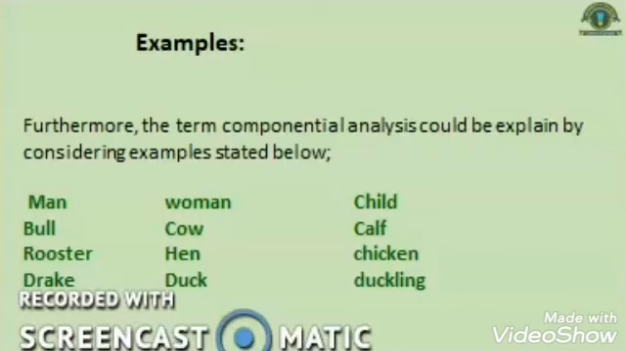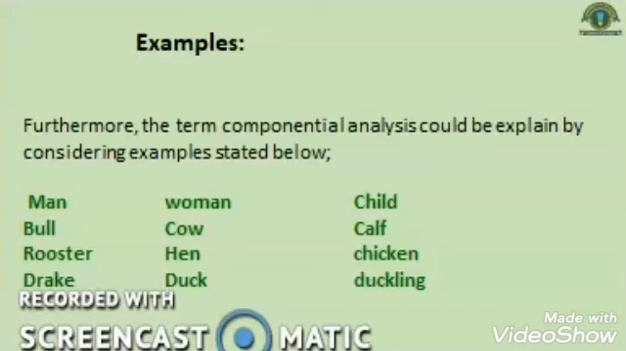There are more examples that can explain what componential analysis is and how we can give a proper introduction to it. On the previous slide, there was the example of a man with three basic factors. But here, a few more examples are given.